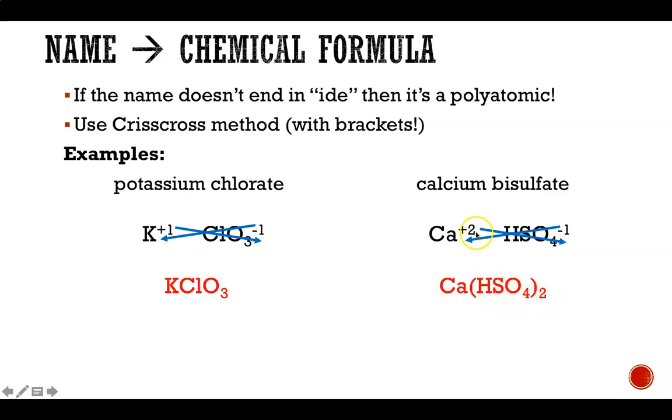And so whenever you crisscross, if there's a number up here that you have to bring down to your polyatomic, you need to put it in brackets and show a little 2 here. We didn't have to do that here because it was a 1. If that confuses you and you want to put brackets with a little 1 beside it, that's fine. You just don't need to show it. But as soon as there's a number greater than 1, we have to put brackets, and we have to put that little number outside the brackets.